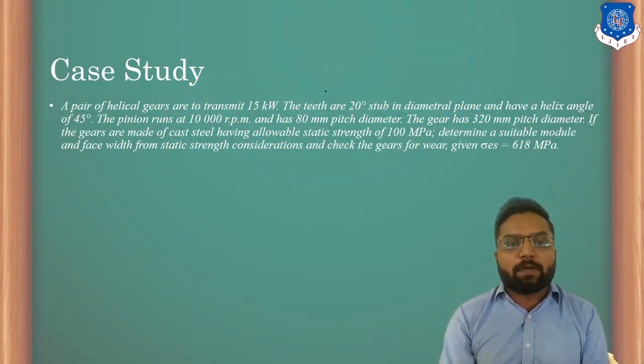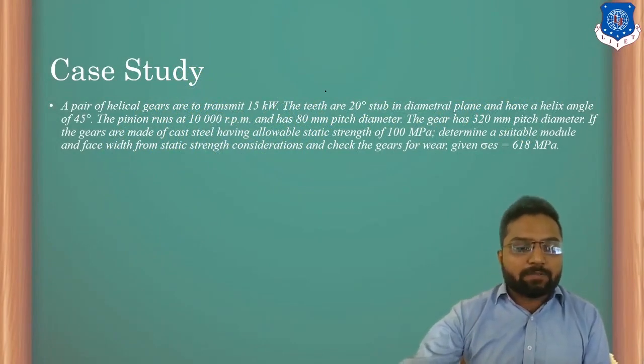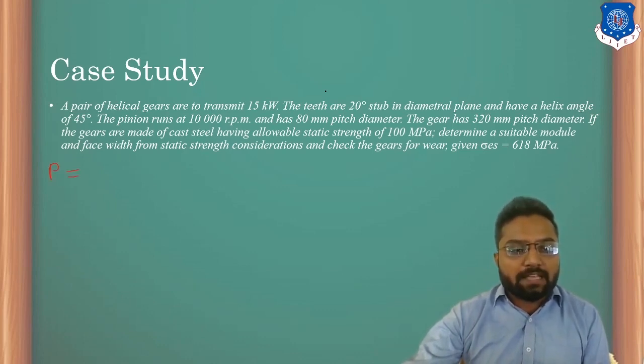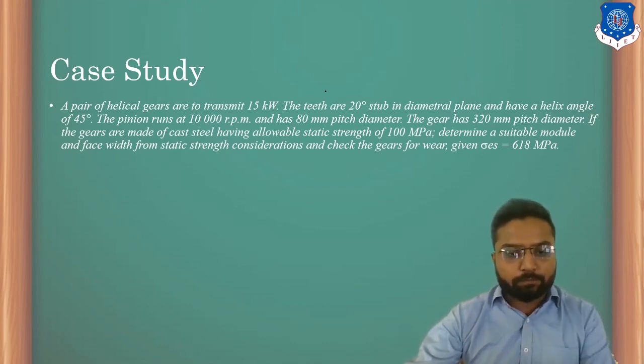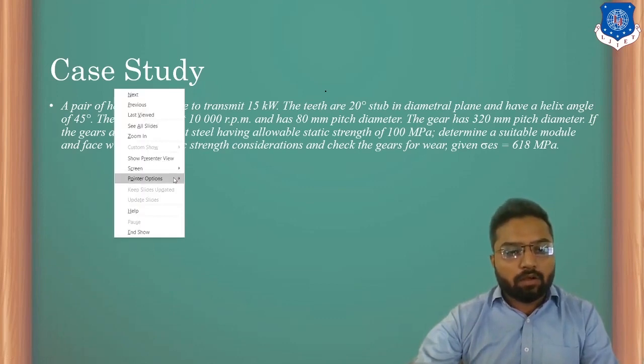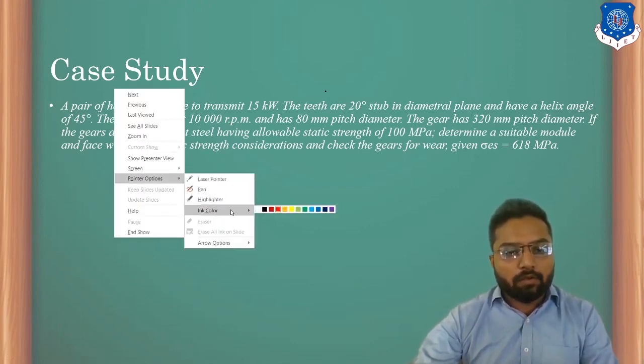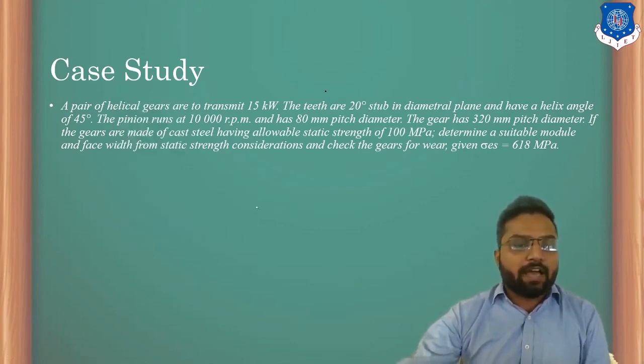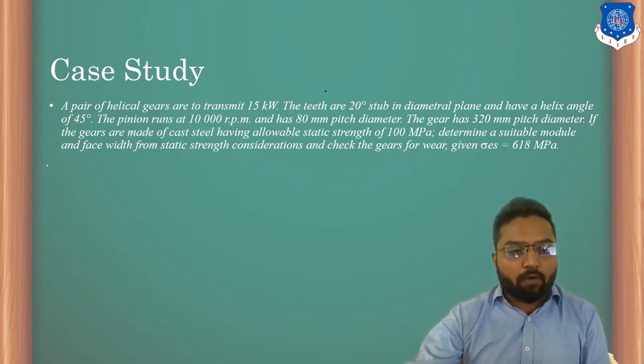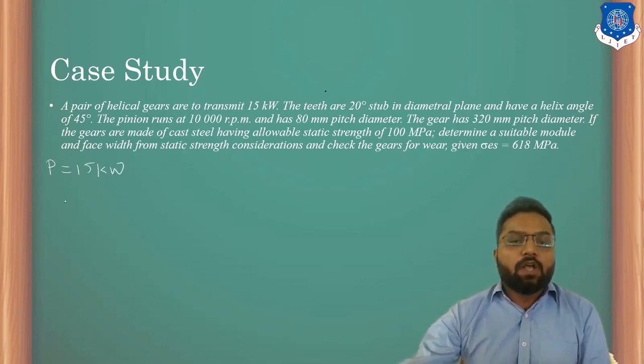So this is the example. A pair of helical gears is transmitting power of 15 kilowatts. So we are transmitting power of 15 kilowatt. Clear? So the power is 15 kilowatt.